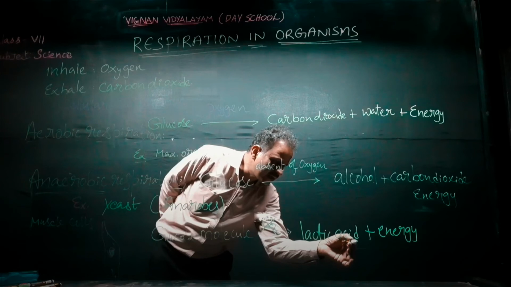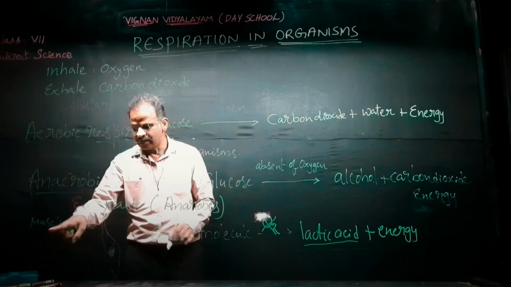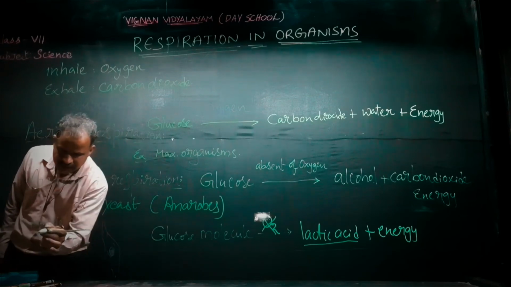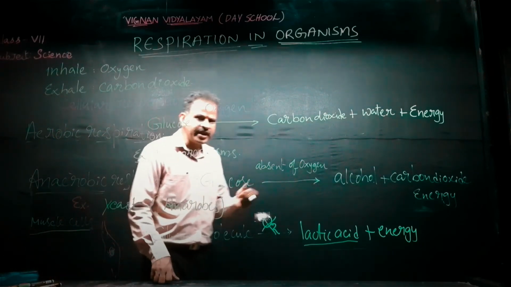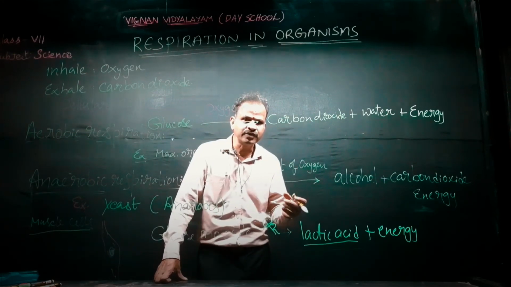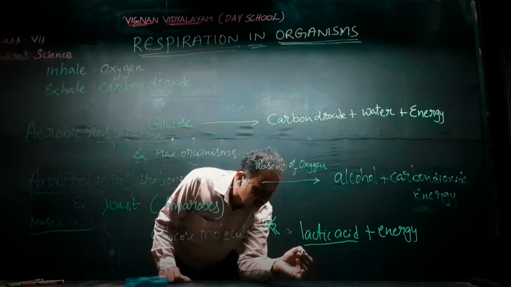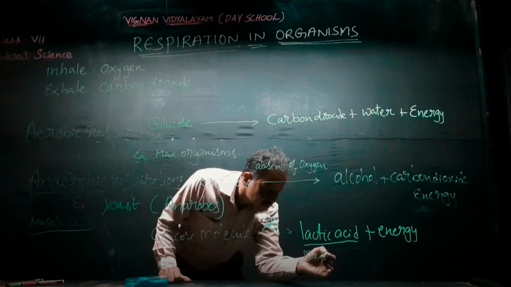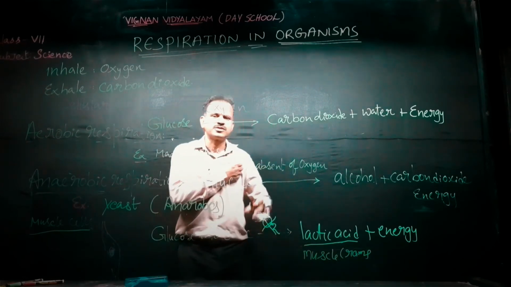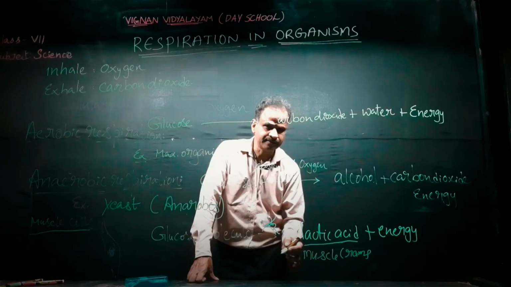If the lactic acid accumulates in the muscle cell, you know the nature of the acid. It has a burning sensation. It is corrosive in nature. So, muscle cramps occur due to the lactic acid. What are these muscle cramps? One type of burning sensation in the muscles.